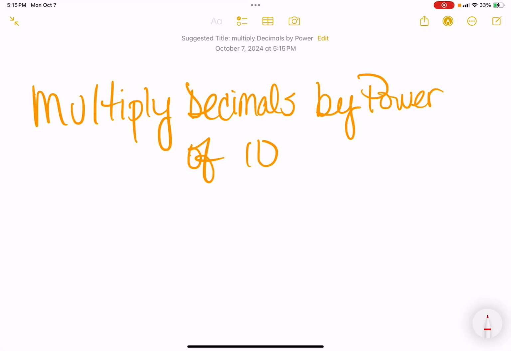Hello parents, today in math we discussed multiplying decimals by powers of 10, and I just wanted to give you a quick overview as to what I did so that you can better help your students.